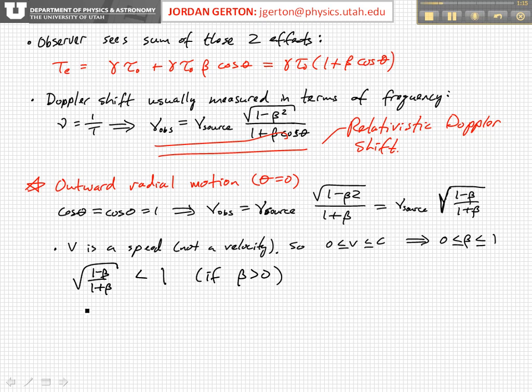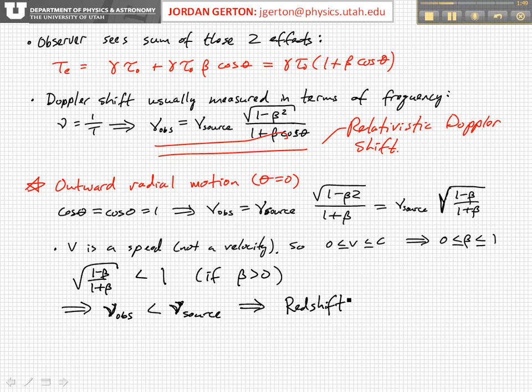And so what this means is that the observer sees a smaller frequency than what the source put out, than what occurs in the source's frame. Okay, now I have to be careful, these are the Greek letter nu, these are frequencies. Beta is a velocity, these are frequencies. Okay, and so this we call a redshift.